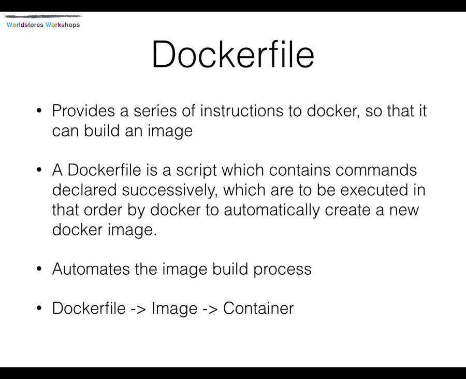So the Dockerfile provides a series of instructions to Docker so that it can build an image. Essentially, it's a very simple procedural script, and it contains successive commands which are run one after each other. They're executed in that order and that order alone, and they can be used to create a new image. So whereas we have an image which provides the template for a container, a Dockerfile you can think of as providing a template on how to build an image.